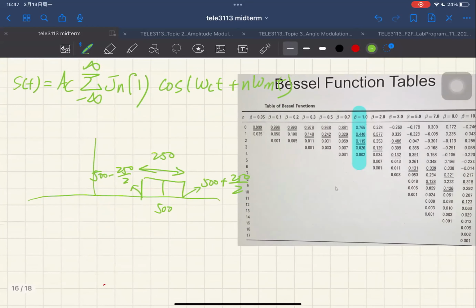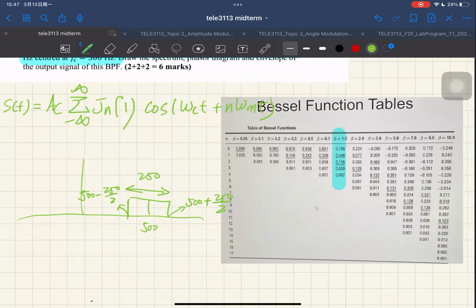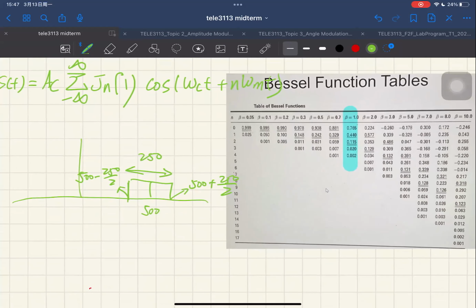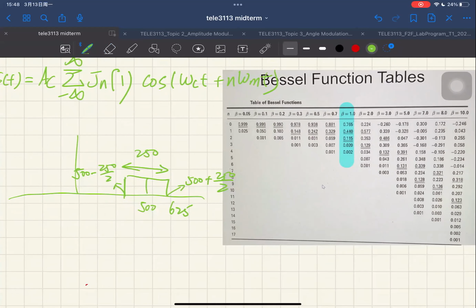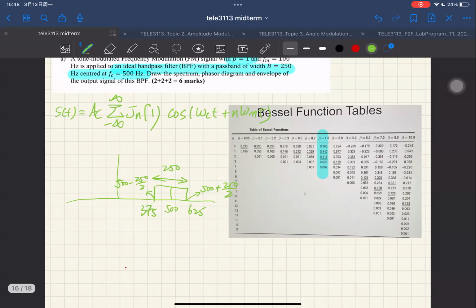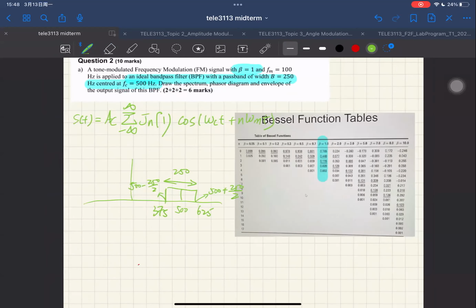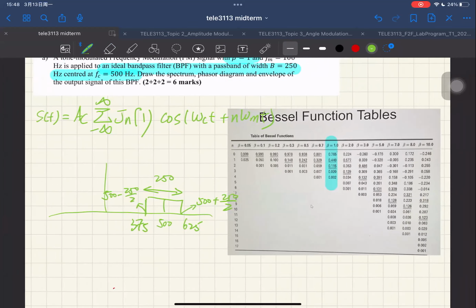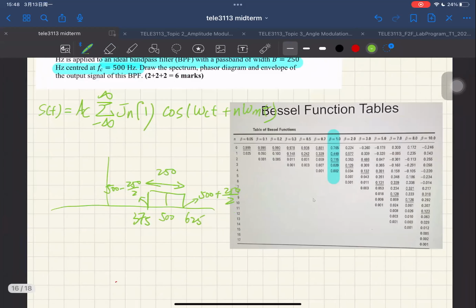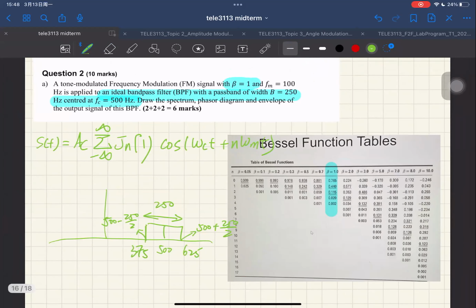So what's the frequency going to be? It's 500 plus, it's going to be 625 and this is going to be 325, right? If I'm not doing my calculator wrong. Oh, 375, yeah, thank you. So only the frequency within this range will be considered in this case. Any frequency out of the range will not be considered, okay?